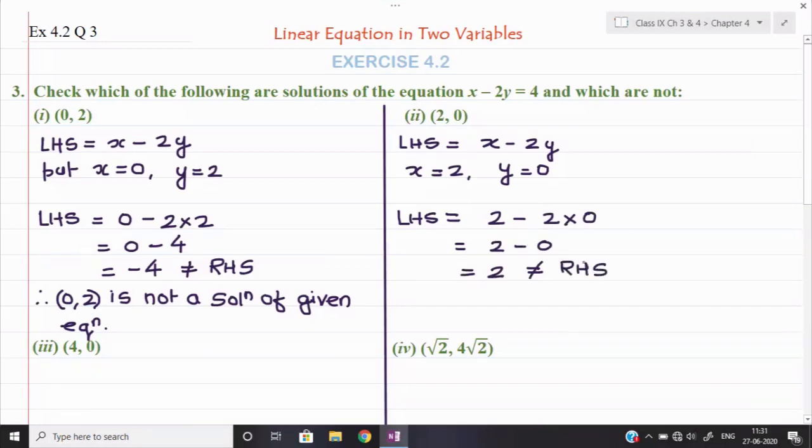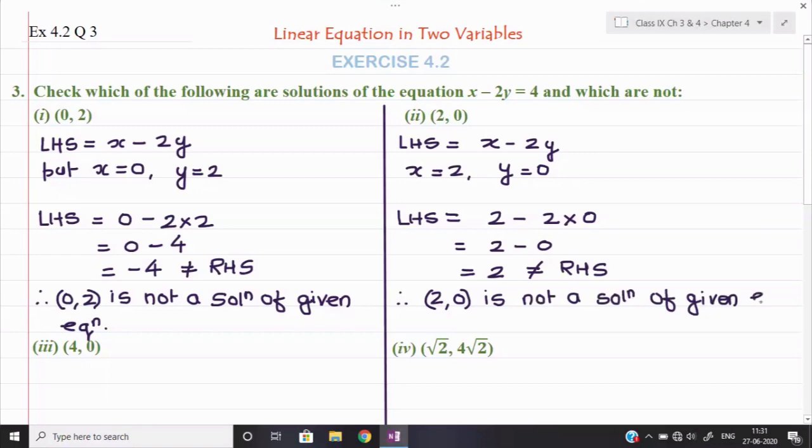The same statement can be written as we wrote the last time: therefore (2, 0) is not a solution of the given equation.